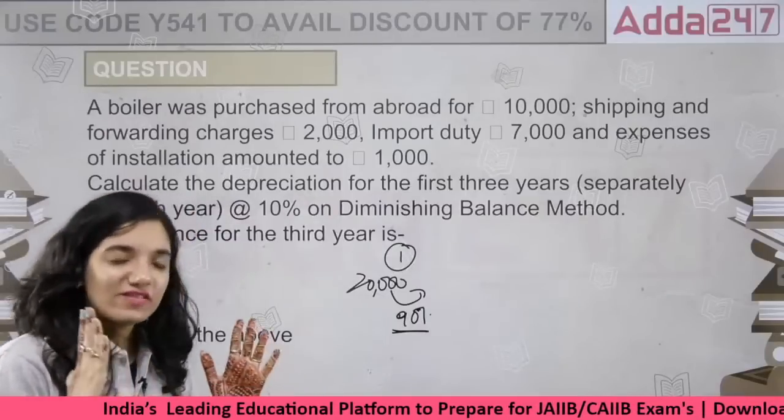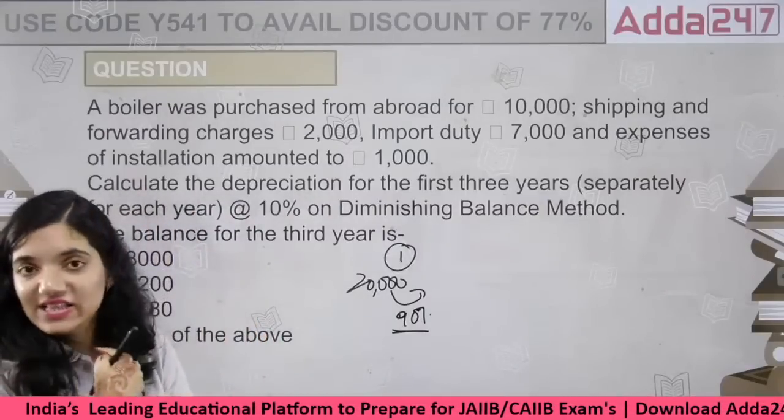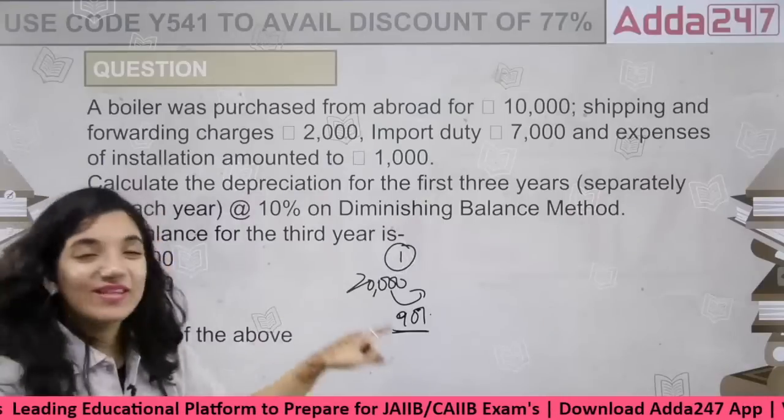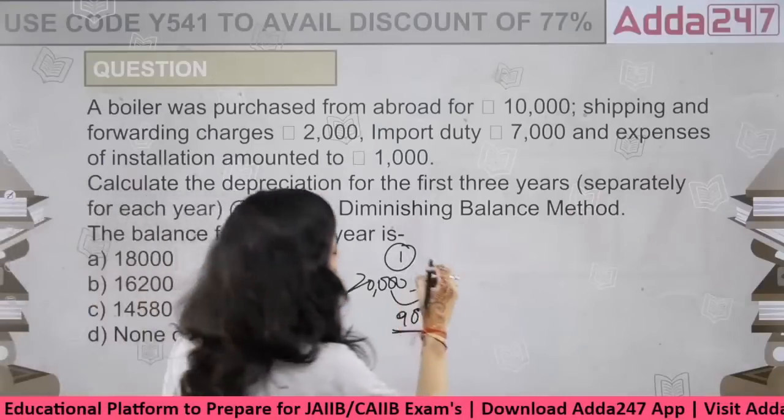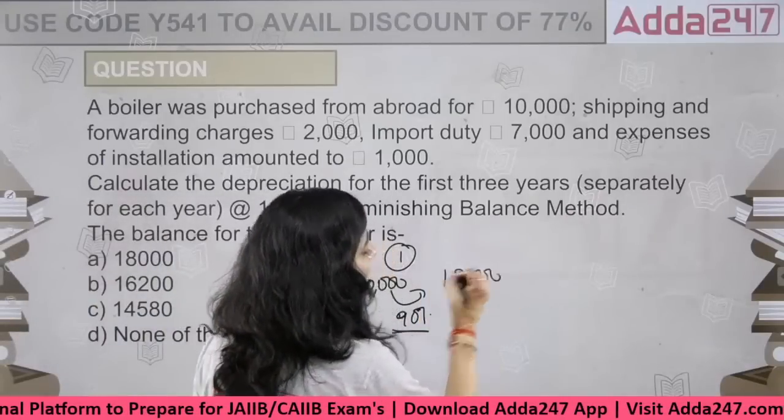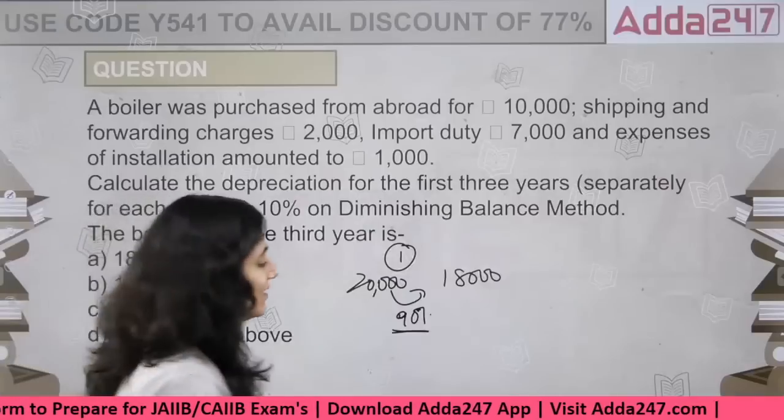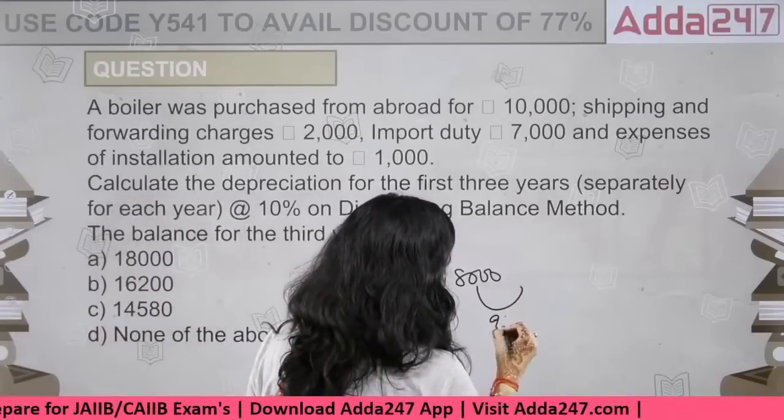If the value of that was 100 rupees, then 10 rupees is lost because of depreciation. We are left with 90. So 90% of 20,000 is 18,000. Now let's multiply it by 90% again.